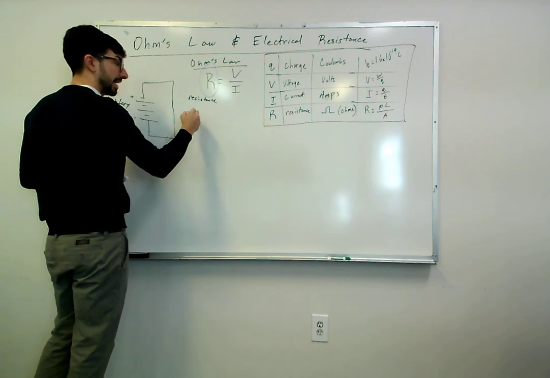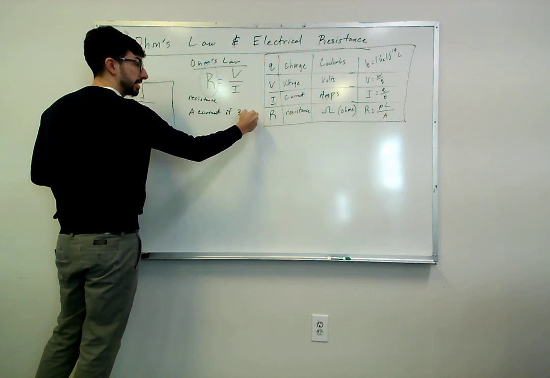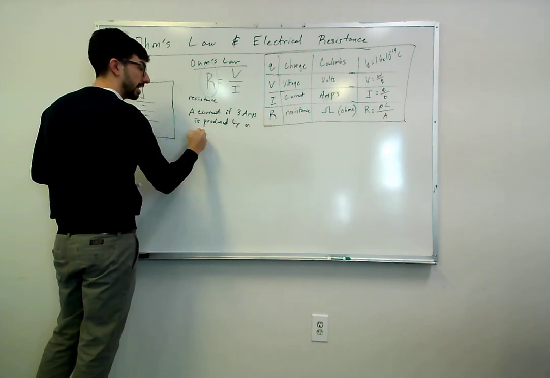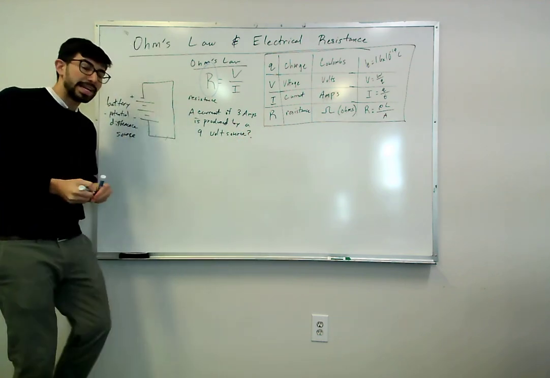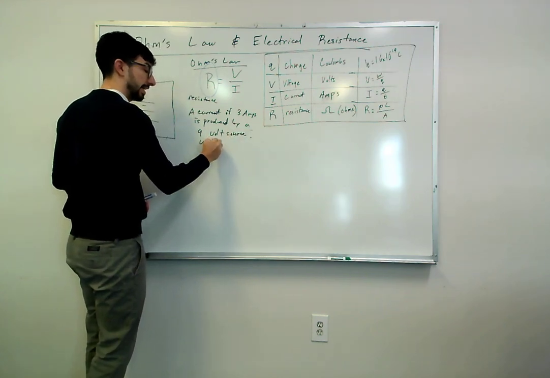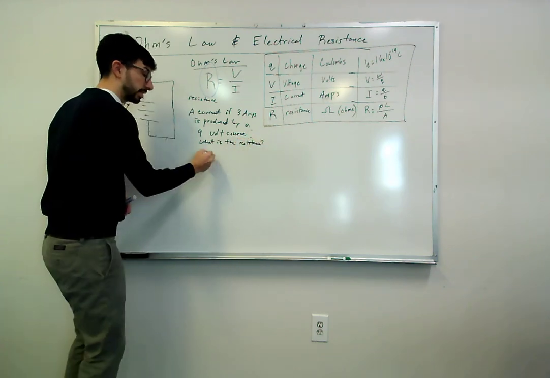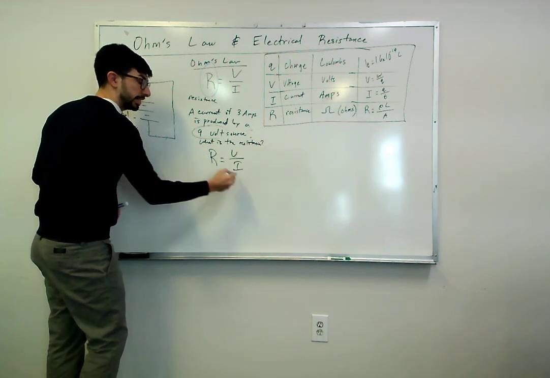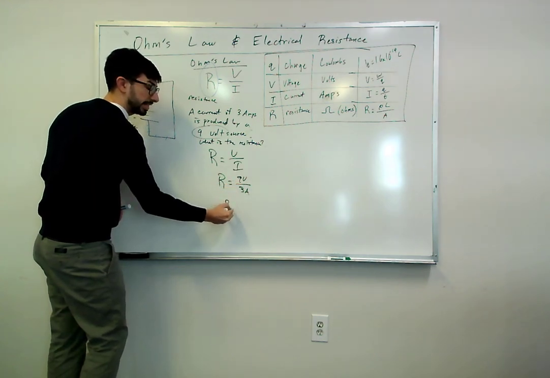If, for example, I said a current of 3 amps is produced by a 9-volt source, you might say to yourself, well, what is the resistance in this circuit? Our resistance is the voltage divided by the current. So the resistance here would be 9 volts divided by 3 amps, and you'd get a resistance of 3.